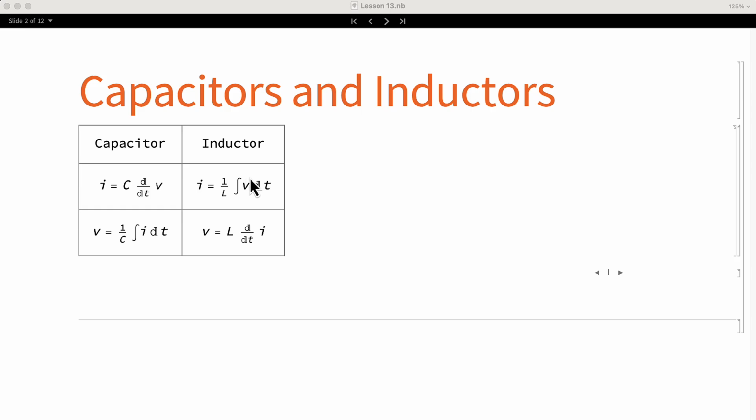From the current equation, we can see that the inductor is a component that accumulates current, while the capacitor accumulates voltage. The second equation tells us that the voltage at the terminals of an inductor depends on the change of the current that flows through it. If there is a fast change of the current, the voltage will be high.